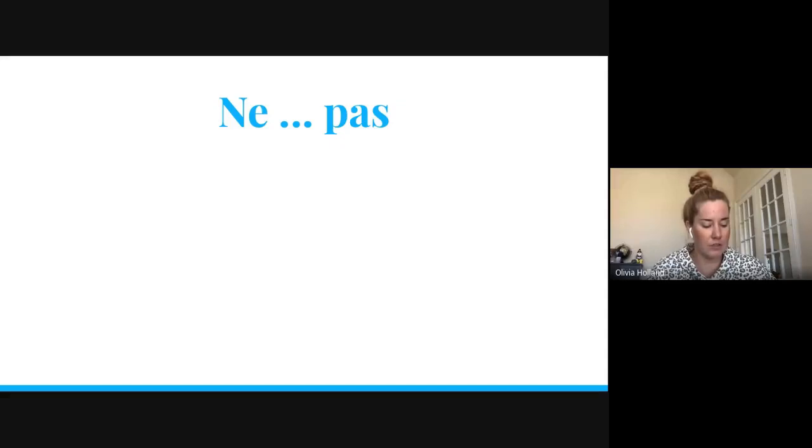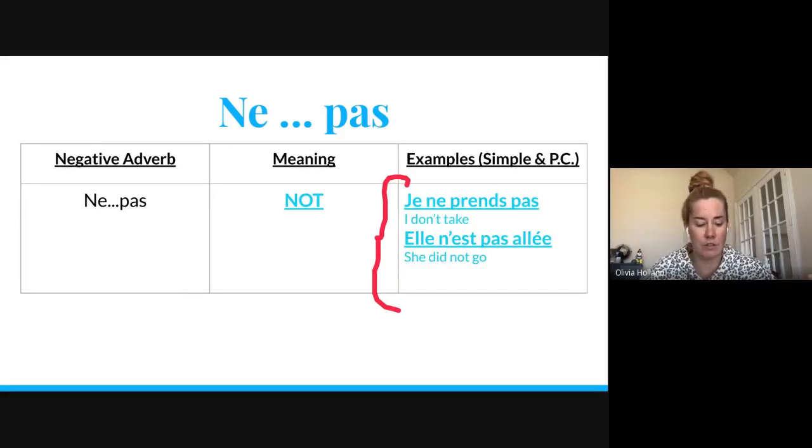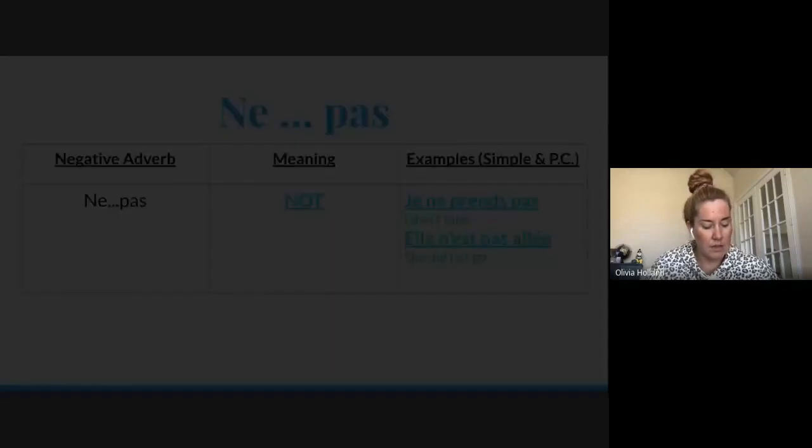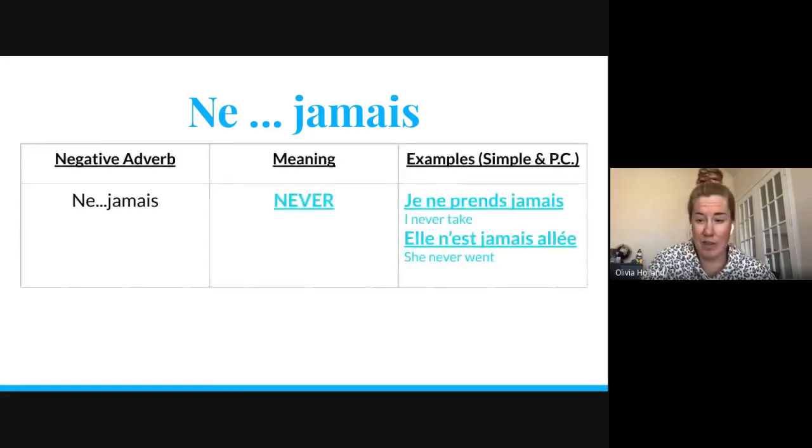So to review, the first negative adverb, the most basic, is ne pas. Here's a little chart that you should fill in. It means not, and then I have two examples here of how you use it in French. I have a simple tense, which is present, and then I have a passé composé. You still just put it around the verb. The next one, which is new, is ne jamais. Ne jamais means never. You may have already seen this before earlier on, I'm not sure, in like French 1 or French 2.